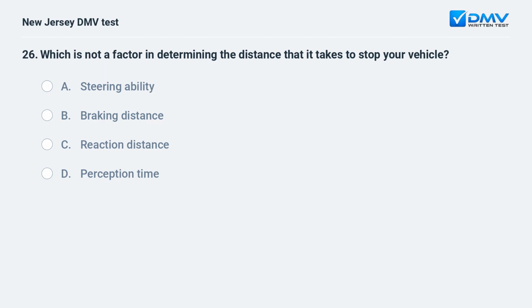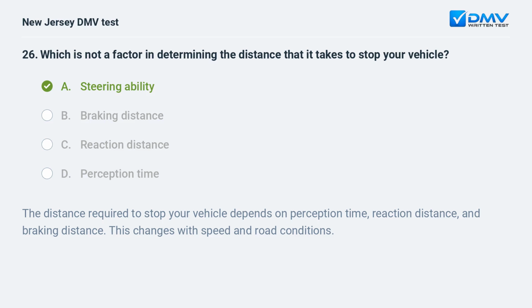Which is not a factor in determining the distance that it takes to stop your vehicle? A. Steering ability. B. Braking distance. C. Reaction distance. D. Perception time. A. Steering ability. The distance required to stop your vehicle depends on perception time, reaction distance, and braking distance. This changes with speed and road conditions.